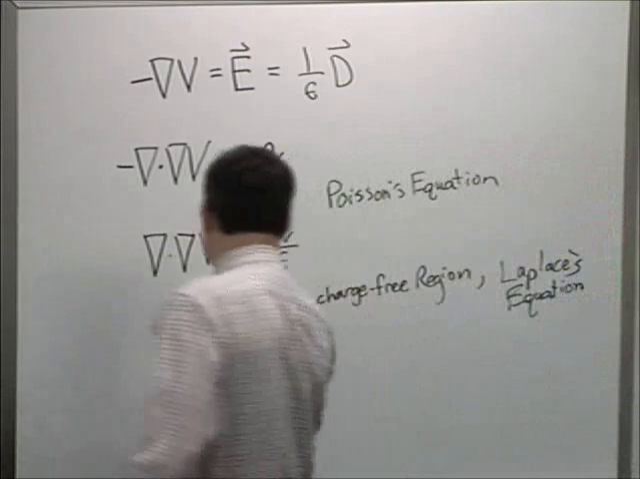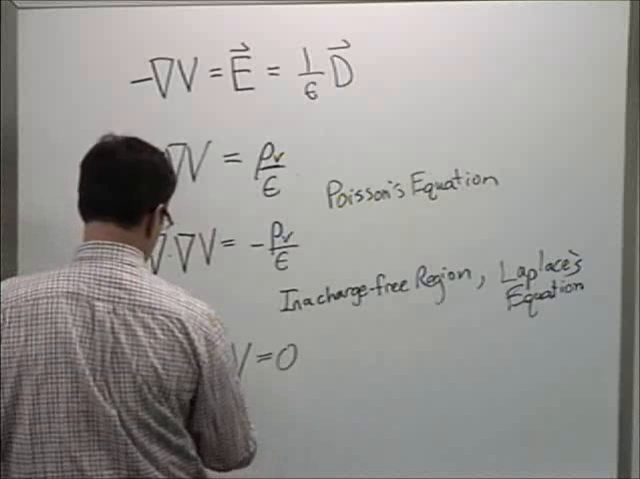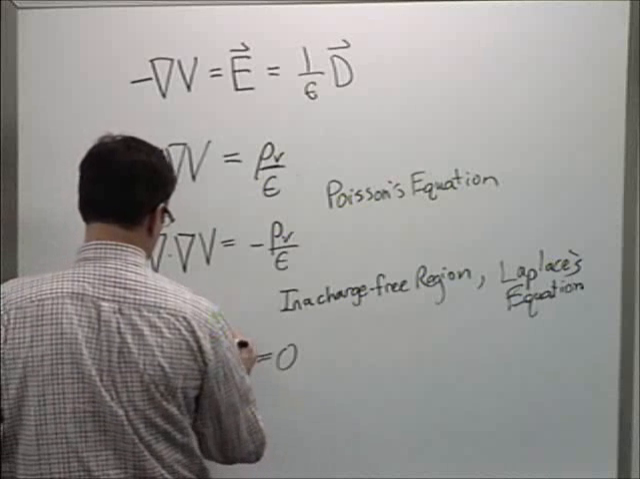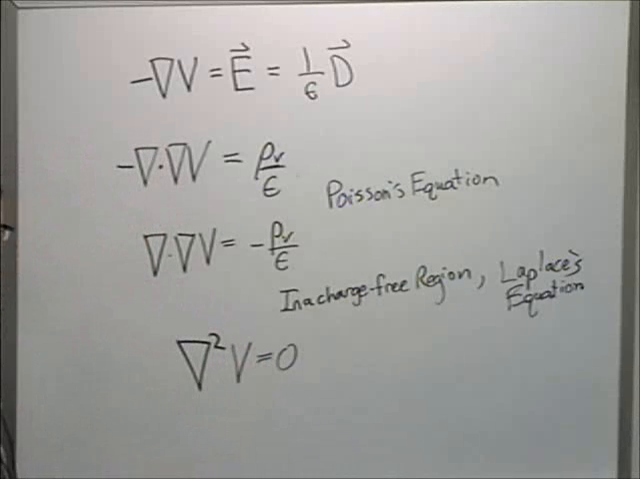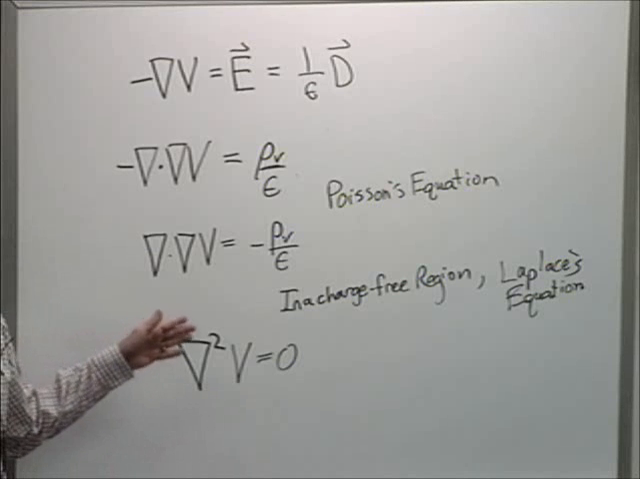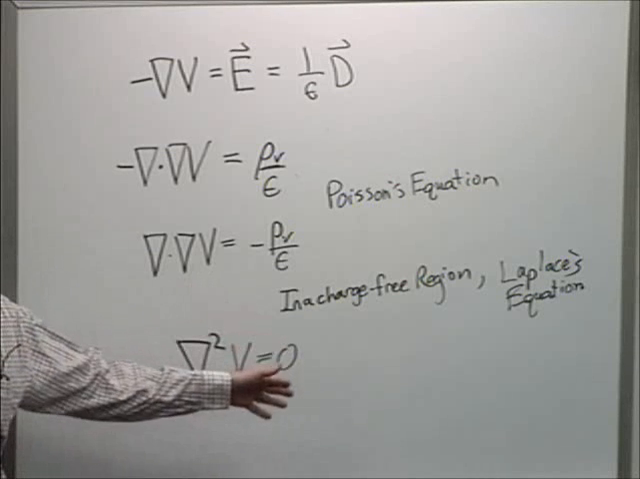It's actually nabla squared. You take the del operator and you put a 2 up at the superscript. And that means the same thing as taking the divergence of the gradient of something.